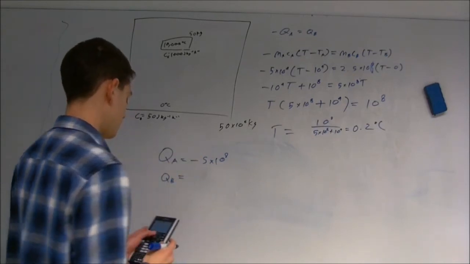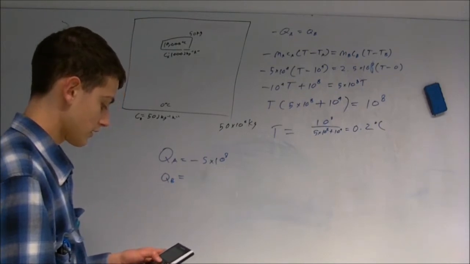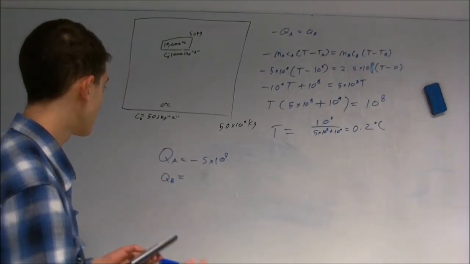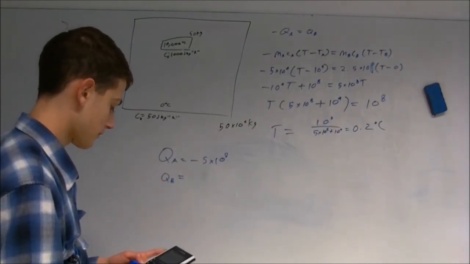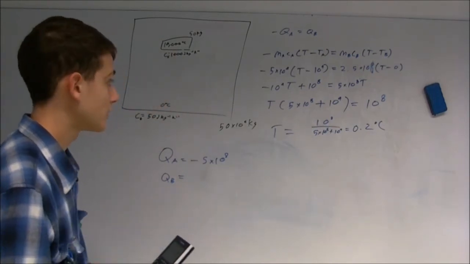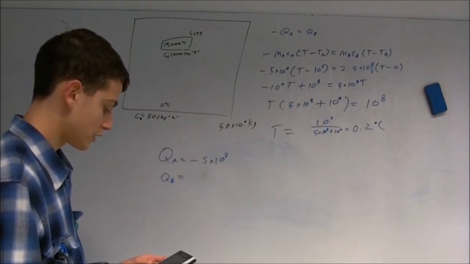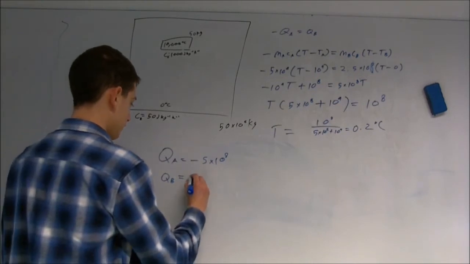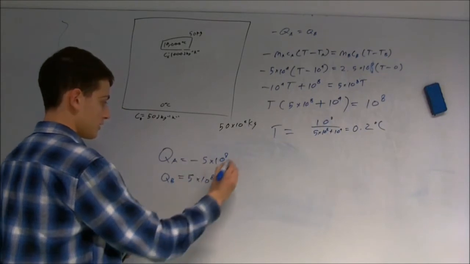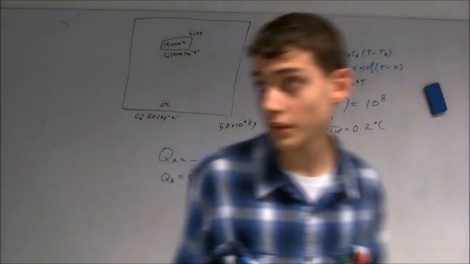QB equals the mass times the specific heat capacity times the final temperature, because the initial temperature is 0. And that got 5 times 10 to the 8 joules. So now that we've checked our answer, we know it is correct.